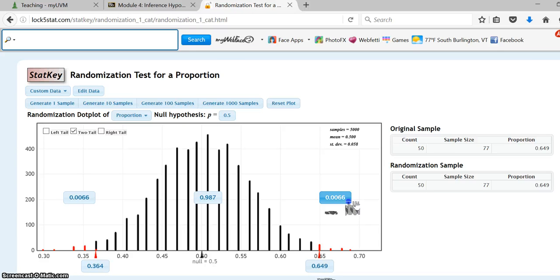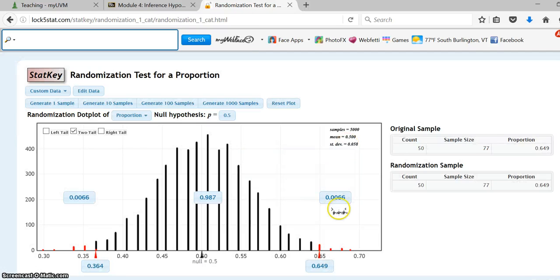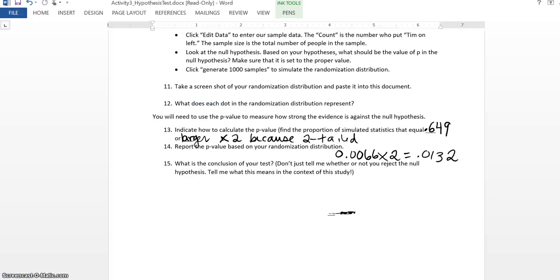And now it's showing me the proportion of statistics that are out at 0.649 or beyond is 0.0066. And when I want to find my p-value, I'm interested in both tails. So I'm going to take this and add it to what's in the other tail, which is the same thing as multiplying the one tail by 2. So I'm going to take my 0.0066 and I'm going to multiply it by 2. This gives me a p-value of 0.0066 times 2 equals 0.0132.